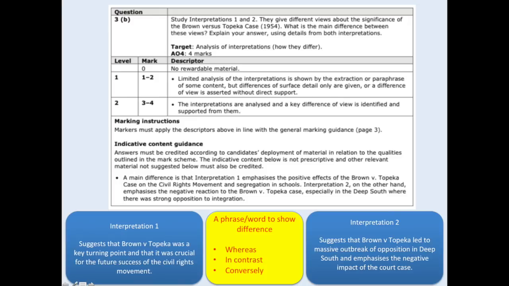Well, it doesn't suggest the opposite so much as it emphasises the opposite, emphasises the outbreak of opposition and the negative impact of the decision from Brown versus Topeka. So it doesn't contradict interpretation 1, it doesn't say interpretation 1 is wrong, it just has an emphasis on something entirely different, opposition rather than the positive impacts of Brown versus Topeka.